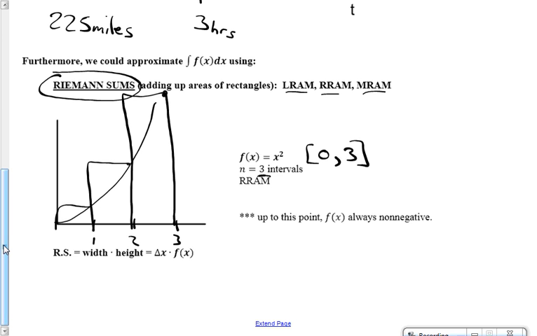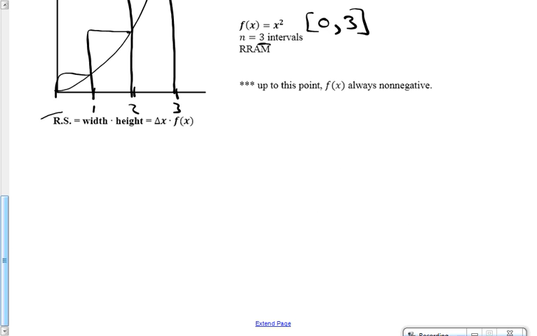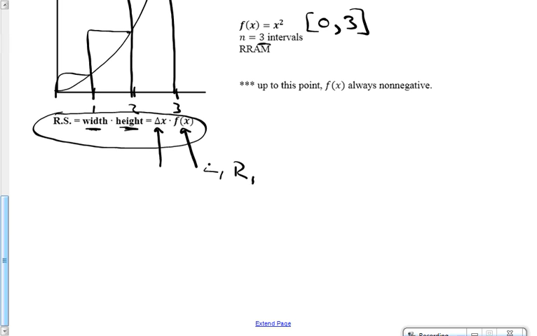Really important moving forward to highlight this idea. Every rectangle is composed of a width and a height. The width we always call delta x. The height we use the function value to get. Whether we used a function value on the left, or on the right, or in the middle, we used a function value.